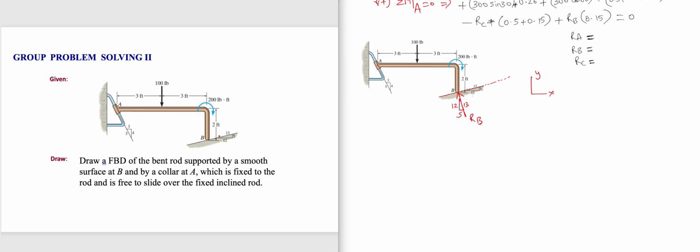A is a collar support. The meaning of a collar is it has a guided motion. So it allows motion only along the path shown. That means along this path, it is free to slide or move, but it is not free to move perpendicular to this. So the reaction at A would be like that. That is the reaction at A.